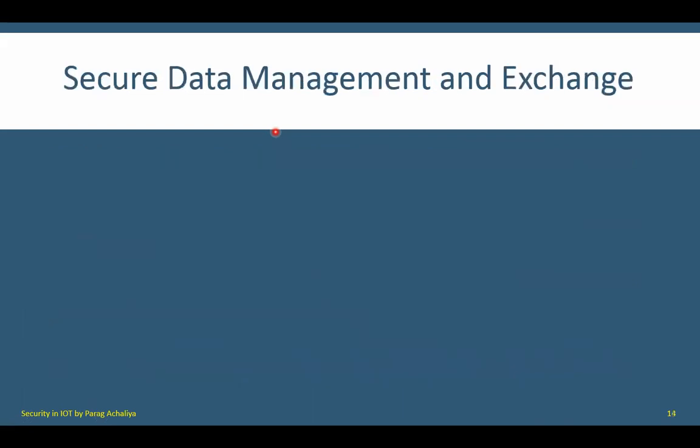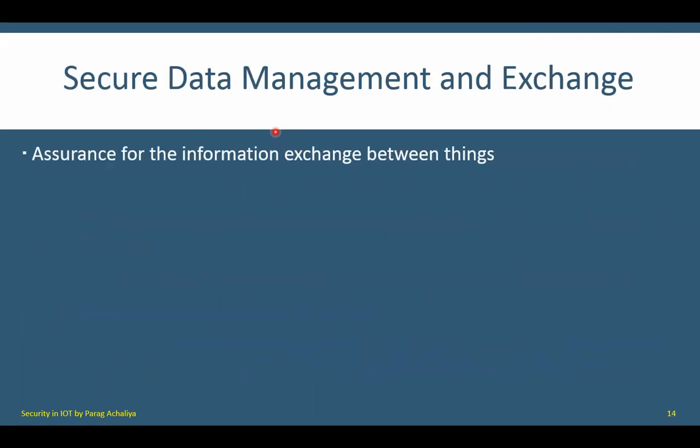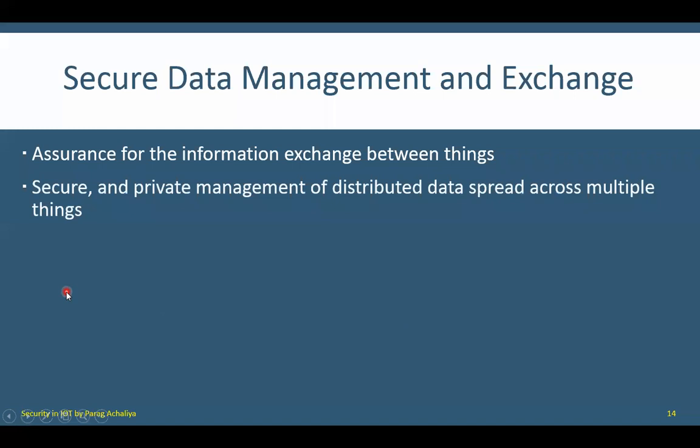All those things related to access control and privacy of data must be implemented in this type of security aspect. Then there should be proper secure data management and exchange of data. Assurance for the information exchange between what? Various things. When we call it secure data exchange, as soon as the data is transmitted from source to destination there should be no modification in the data. That means there must be assurance for the information exchange between things. As soon as the data is generated, it must be transmitted over the network to the destination. There is an assurance that the data will definitely be transmitted. That is nothing but what? Secure data management and exchange of secure data.